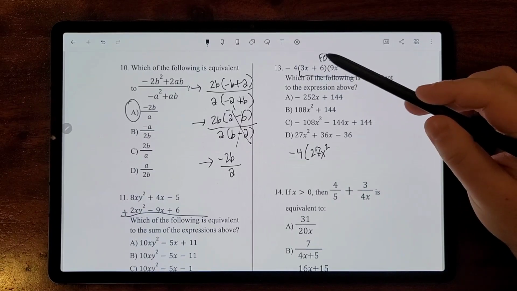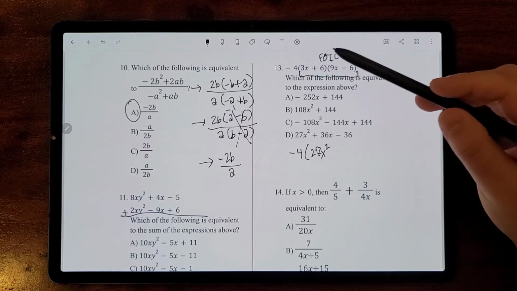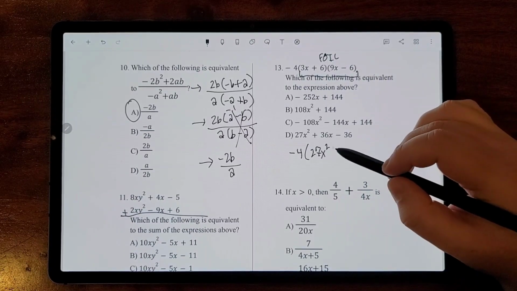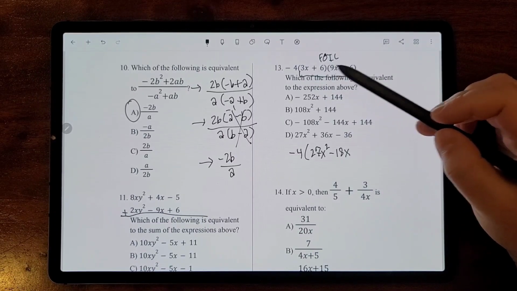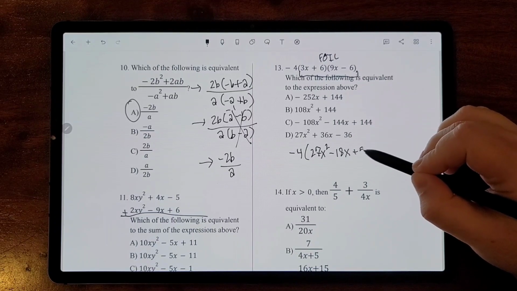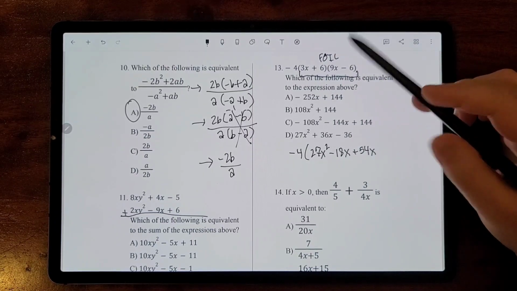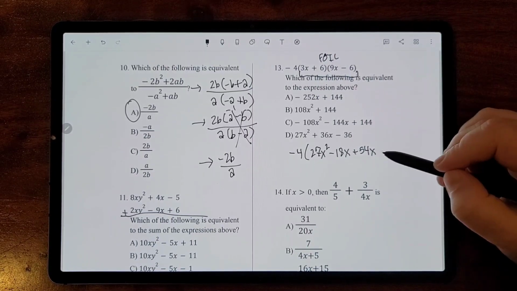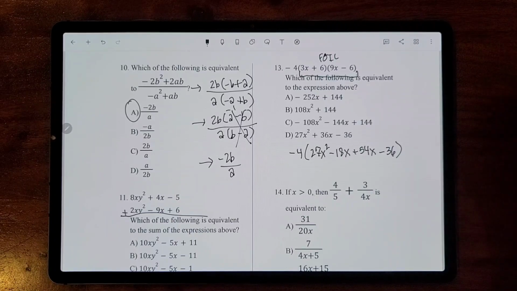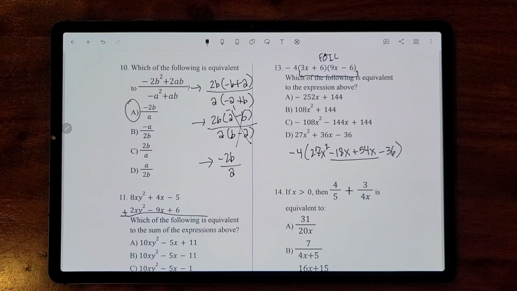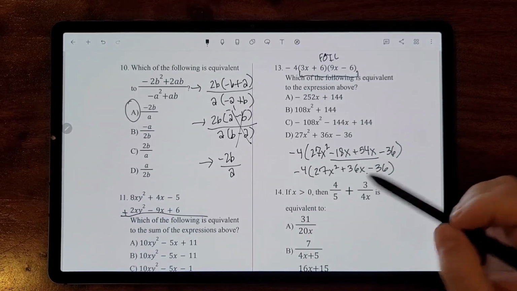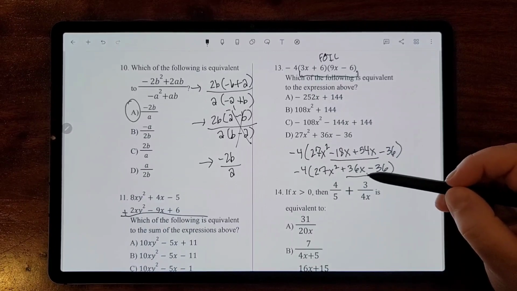And then now I'm going to do O for outer, multiply the outer stuff. So I'm multiplying 3x times -6, which is going to be -18x. I multiply the inner stuff, 6 times 9x, which is just going to be 54x. L, multiply the last thing, so 6 times -6 is -36. So now I need to combine my like terms of -18x plus 54x. And when I do that, I get this 36x right over here.